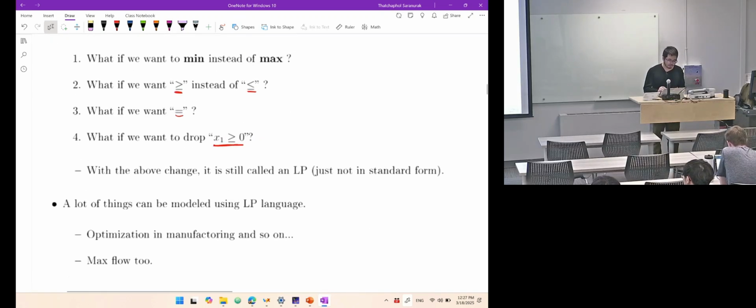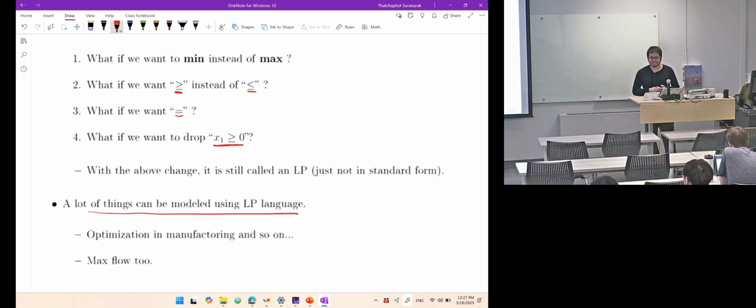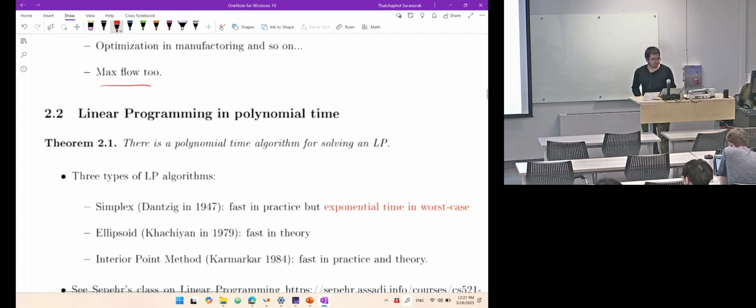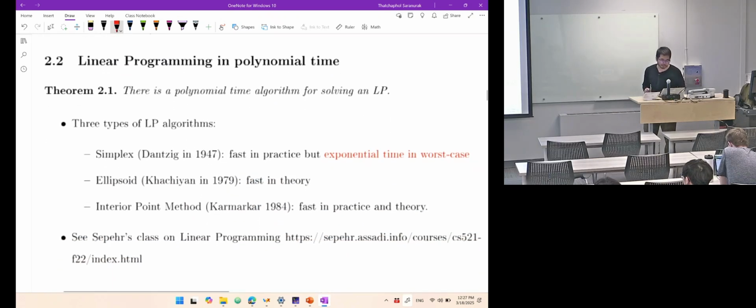So you see soon, I hope you can imagine that many things can be modeled as an LP. Like the first example that you see, the bigger thing, and you're going to see that max flow is just captured by LP as well soon.